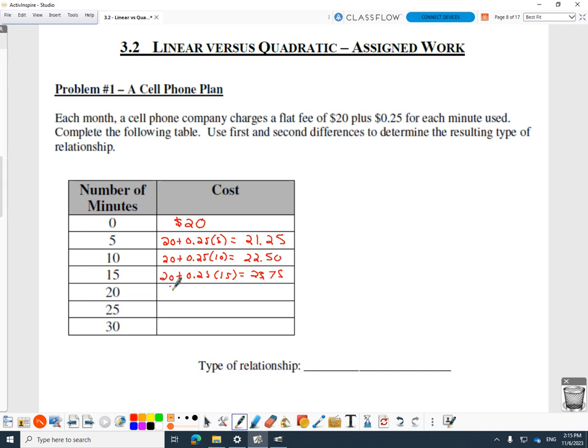20 plus 0.25 times 20, you'll get $25. 20 plus 0.25 times 25, you'll get 26.25. You can type in your calculator and see. And this one, 20 plus 0.25 times 30, 27.50. All that to ask the question, is it linear? Does it go up by the same amount every time?